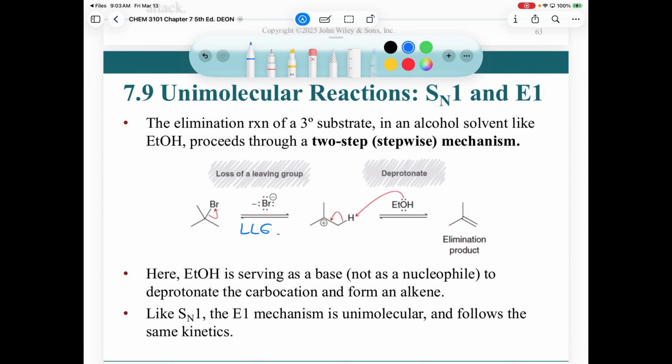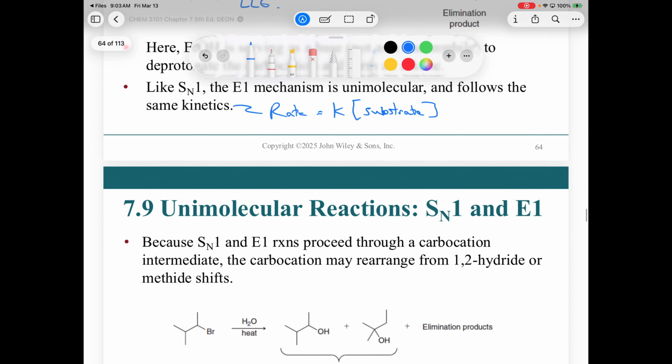And again, this is going to follow the exact same kinetics, where the rate is going to be equal to k multiplied by the concentration of your substrate only. Okay, just your substrate. And remember, the substrate is the molecule that possesses the leaving group.